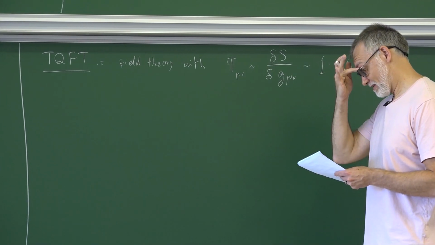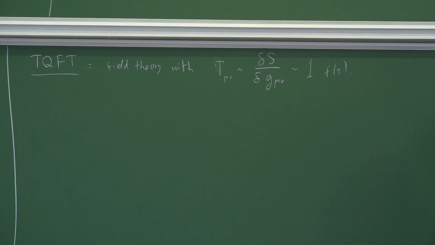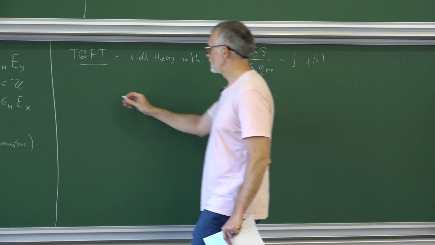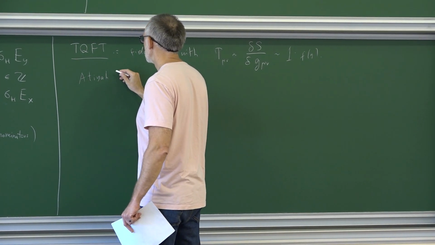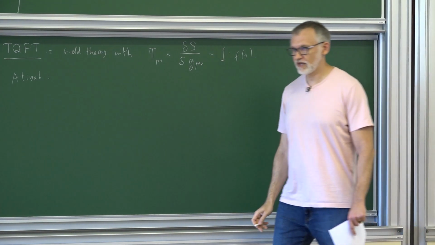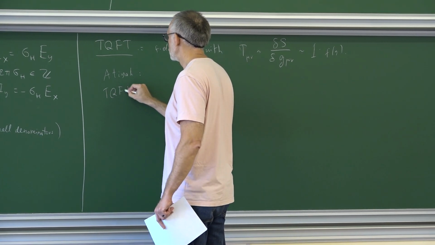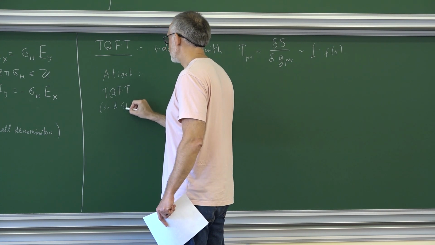But that's a very unclear definition, and there were many attempts to improve on it. So there are Atiyah's axioms, which said that a TQFT is a functor from some category to some other category. So TQFT in D dimensions, D spatial dimensions.